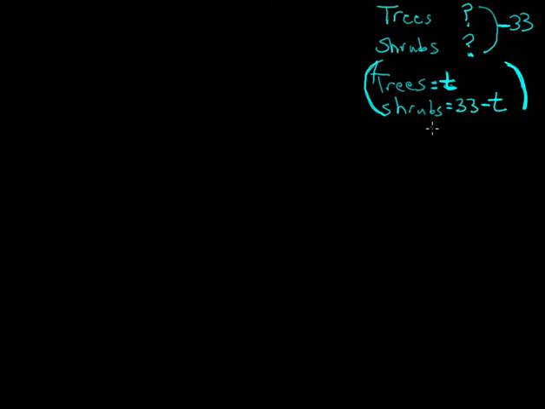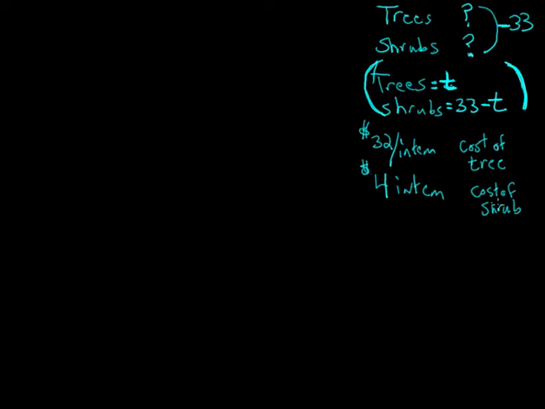And I'm going to combine them together, but with money. And so there's a rate happening in here. We have rates in money all the time. The trees cost $32 per item. That's the cost of the tree. And the shrubs cost $4 per item. Like I said, I'm kind of writing all the stuff I know down here.